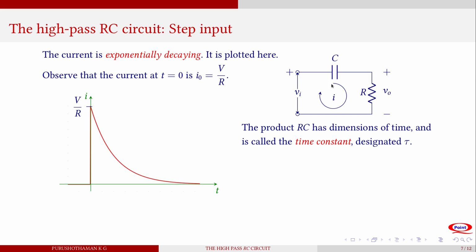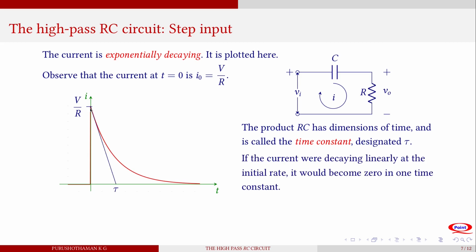So we can formally define time constant as, say, assume that the capacitor were charging linearly. So assume that the capacitor charges at the same rate as at t equal to 0. So if you plot a tangent at t equal to 0 to this, the tangent will meet on the time axis at tau, at time constant. So if the current were decaying initially linearly at the initial rate, it would become 0 in one time constant. That may be used as a definition for time constant. Other definitions are possible.